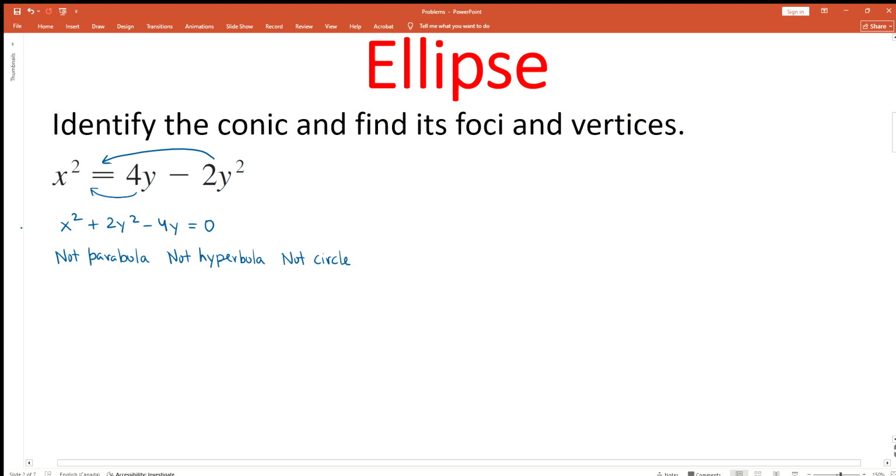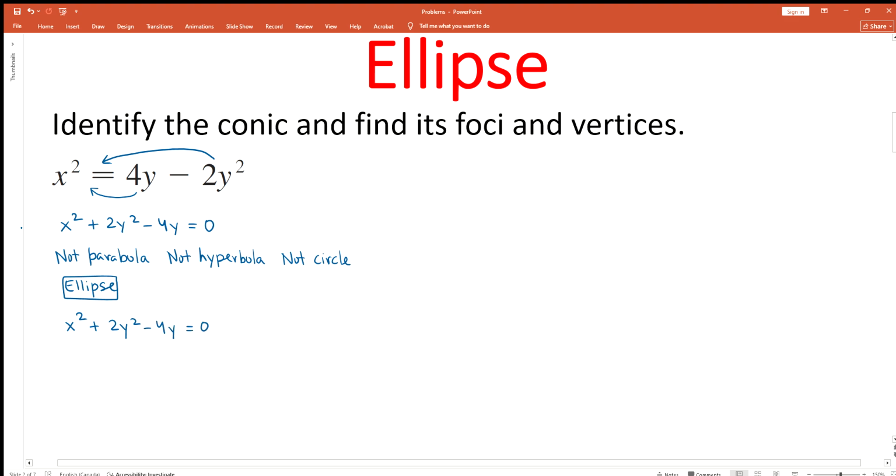This equation represents an ellipse because there is a square on both x and y. Both x squared and y squared terms are positive and their coefficients are not the same. So this equation represents an ellipse. Now we can find the foci and vertices of the ellipse. For that we should write the equation of the ellipse in standard form. We can use complete the square method to write the equation in standard form. We should change the equation in general form to standard form.